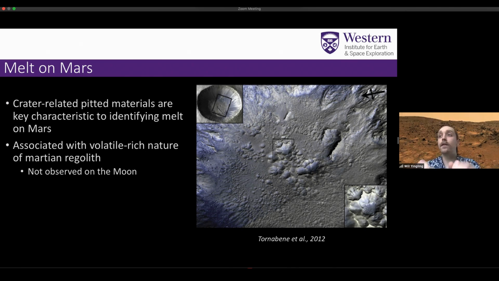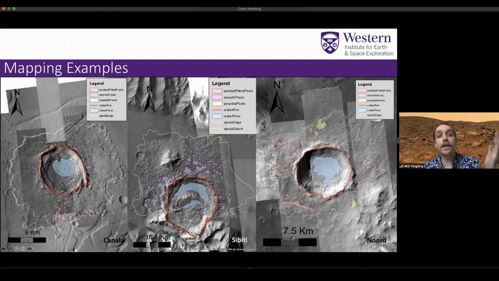So these crater-related pitted materials are important because they're associated with the volatile-rich nature of the Martian regolith. And so we don't necessarily see these on the Moon. It's not observed on the Moon, or Mercury for that matter, since they're volatile-poor bodies. But we do see them for Ceres and Vesta, which are also volatile rich.